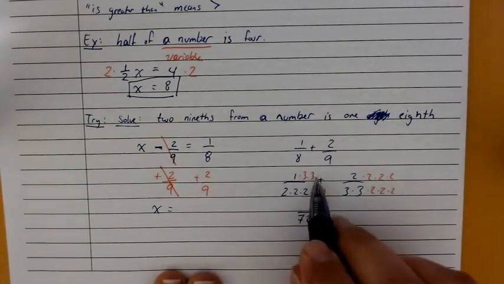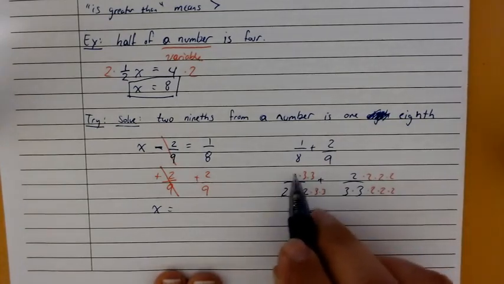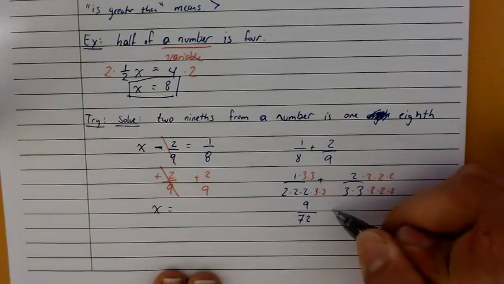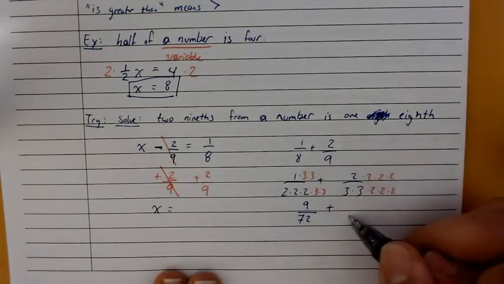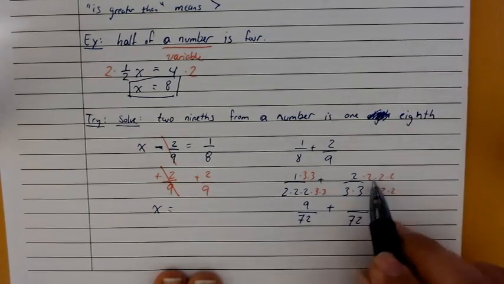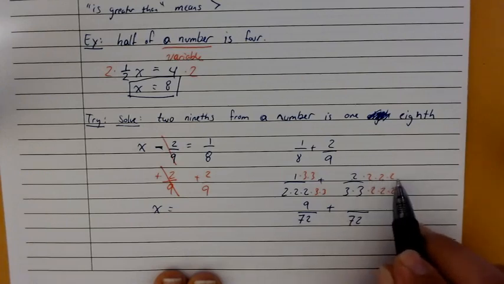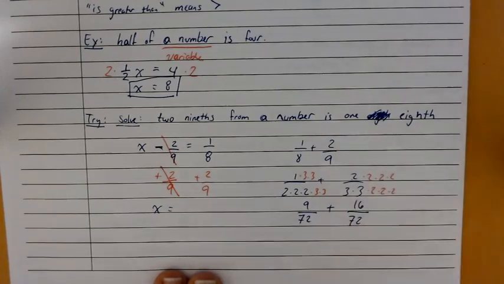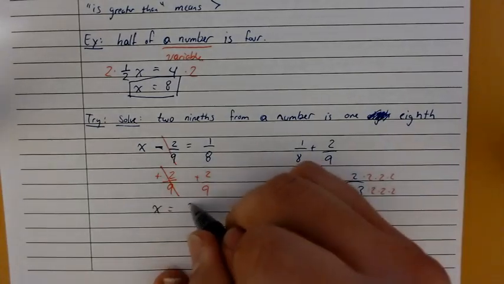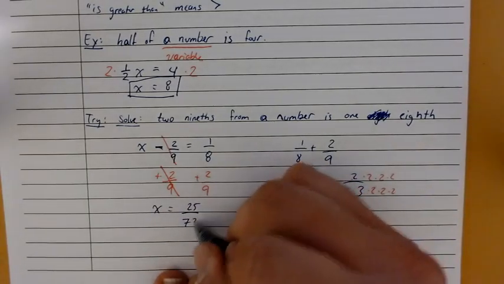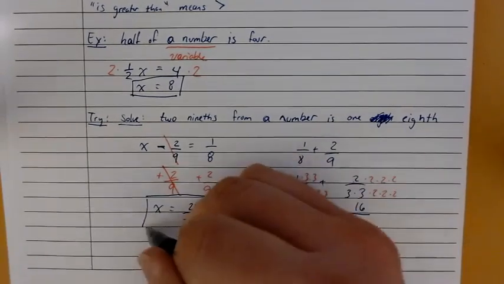Your numerator, 3 times 3 is 9, times 1 more is still 9. Plus, and again over here that's 72, right? That's 9 times 8, that's 72. 2 times 2 is 4, times 2 is 8, times 2 more is 16. And so when we add these together, we get 16 over 72 plus 9 over 72. 16 plus 9, that'll give us 25 over 72. And that is our result.